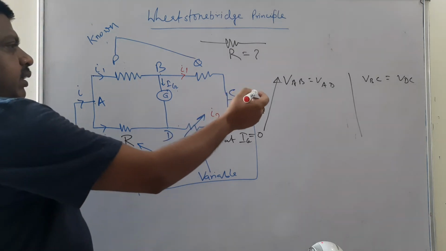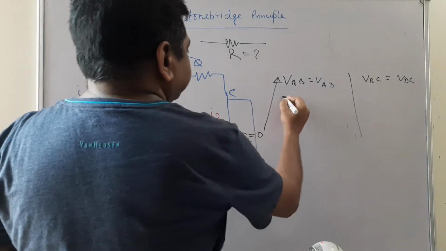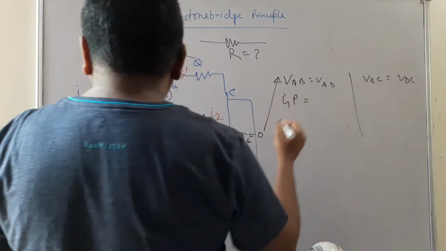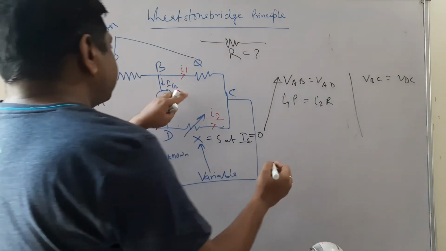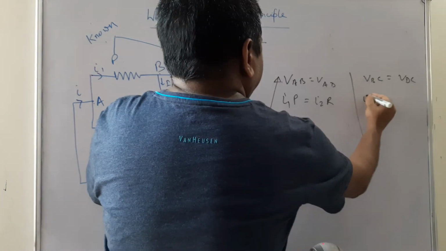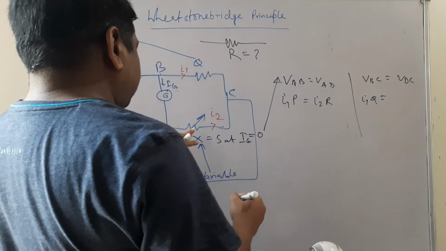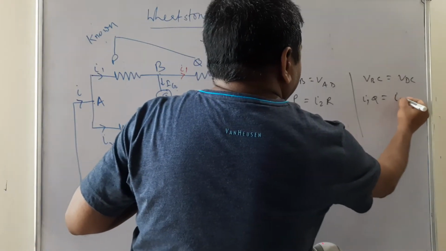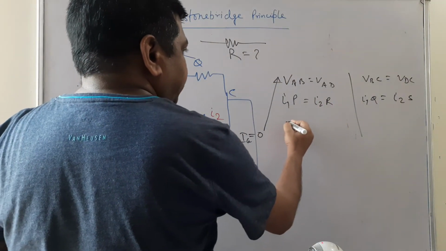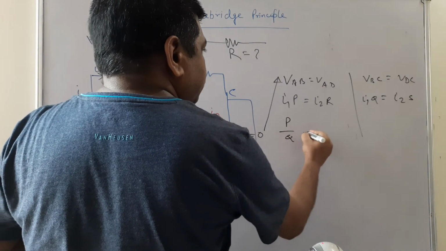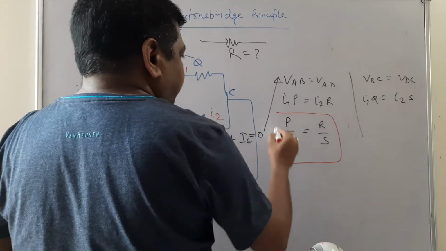Now if you calculate VAB, it will be I1P, equal to I2R, and this is I1Q, equal to I2S. Now divide these two equations, so it comes to P by Q is equal to R by S, and this is the principle of the Wheatstone bridge.